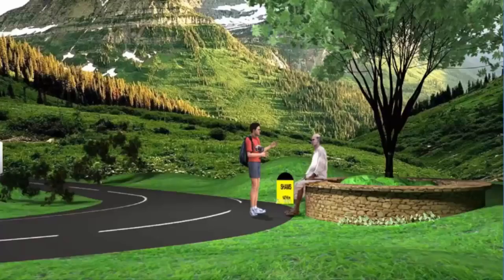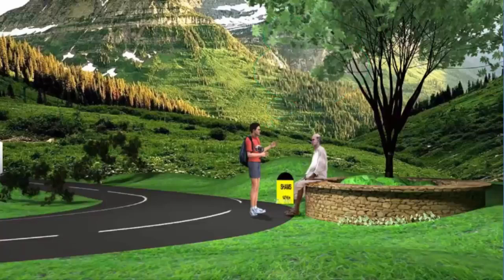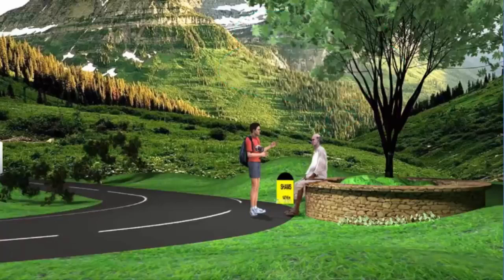Have you heard about this anecdote? One day, a lost traveller asked an old man sitting by a long stretch of road, "Where does this road go?" The old man said, "I have been watching it for the last 80 years. The road is still where it was. It doesn't go anywhere." It is true, a road stays where it is, but it can take you to faraway places.